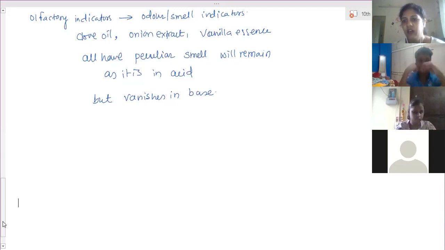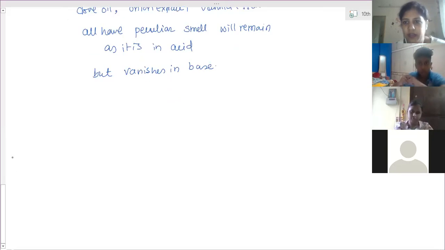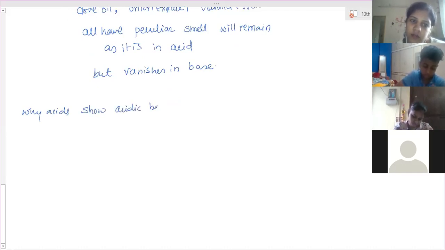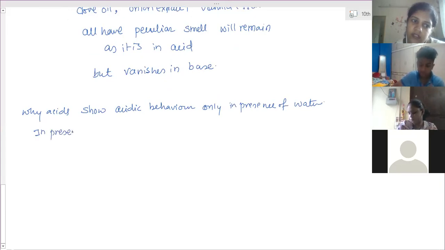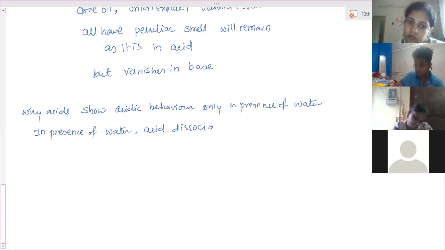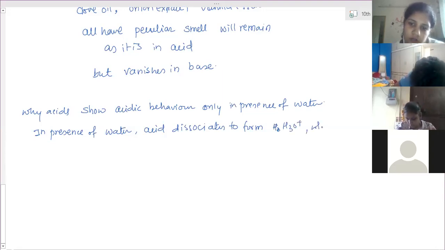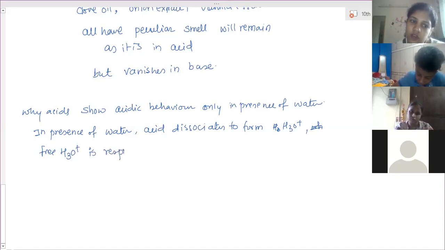Two sentences you have to write, mandatory sentences. Write down why they show acidic or basic properties only in the presence of water. Why acids show acidic behavior only in presence of water: in presence of water, acid dissociates to form H3O plus. Free H3O plus is responsible for acidic behavior.